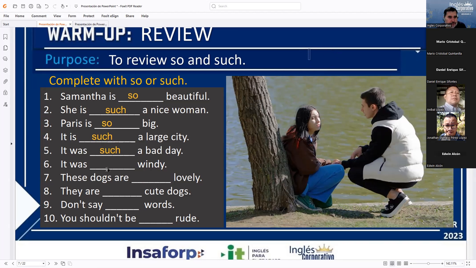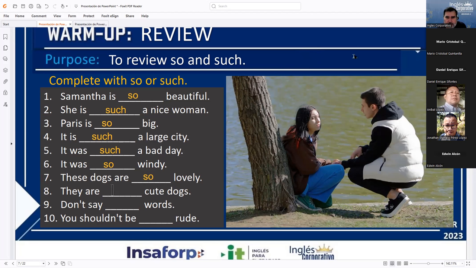Number six? It was so windy. Number seven. These dogs are so lovely. Normally, when we use this, we use emphasis. So lovely. These dogs are so lovely.